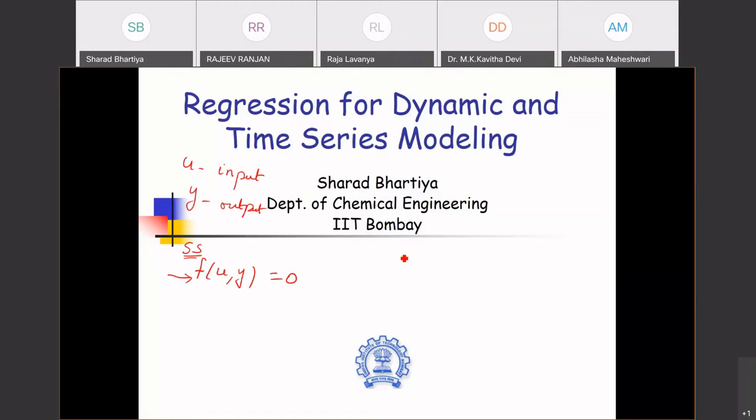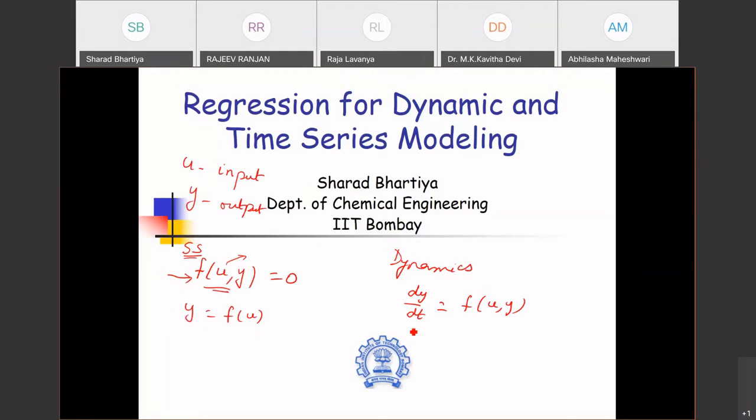But when we talk about dynamic models, when you have dynamics into play, then your model takes the following form. You say dy by dt is equal to f of u comma y. And this is not enough. Here u is the input and y is your output. This is written in an implicit form. You could write it in an explicit form and say y is equal to some function of u.